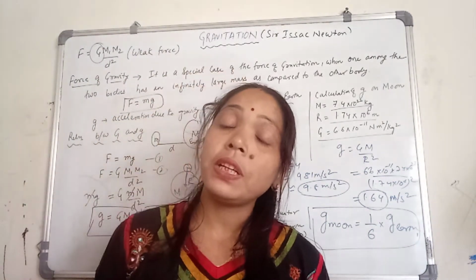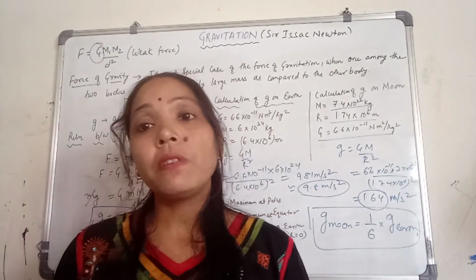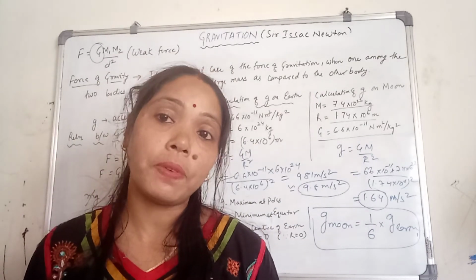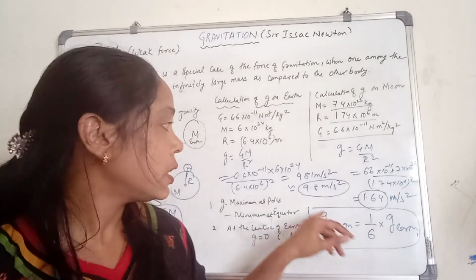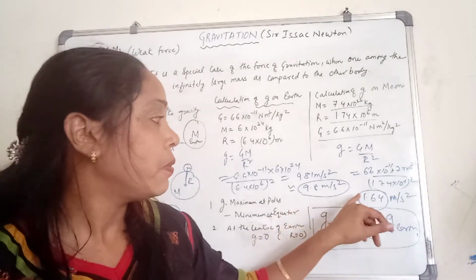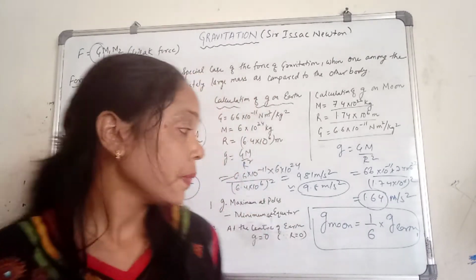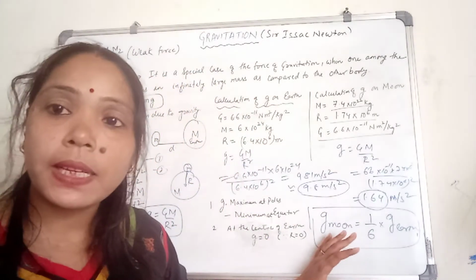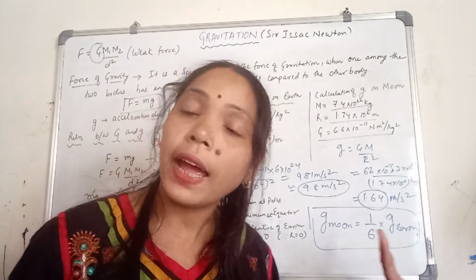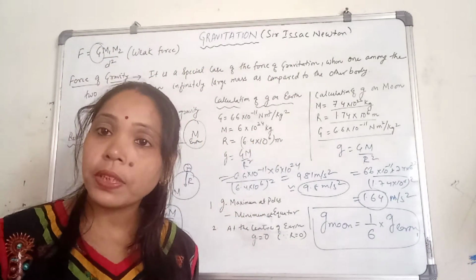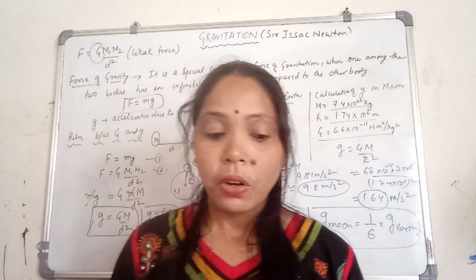Acceleration due to gravity on the moon is always 1/6 of the acceleration due to gravity on earth, because if you divide this one by 6, you will get the value 1.64. So this is the relation between the acceleration due to gravity on moon and on the earth. Now come to the next one, that is mass and weight.